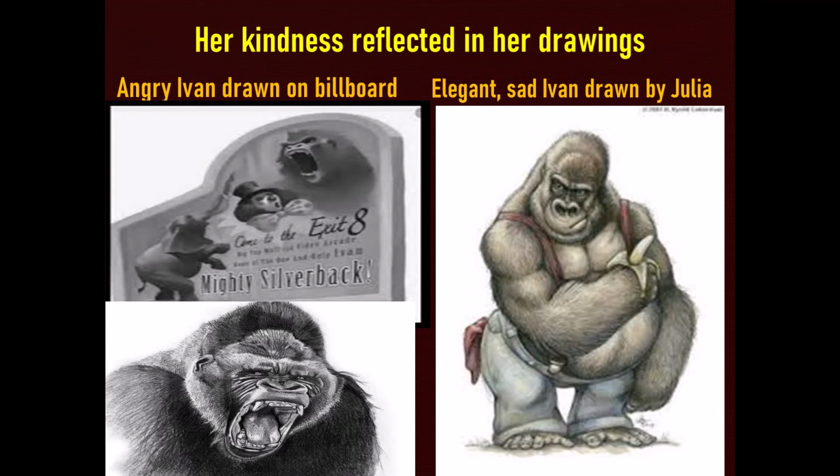Ivan didn't like the angry Ivan that was painted on the fading billboard that beckoned mall goers. But he liked Julia's drawings. She made Ivan look very elegant, but of course, a little sad too.